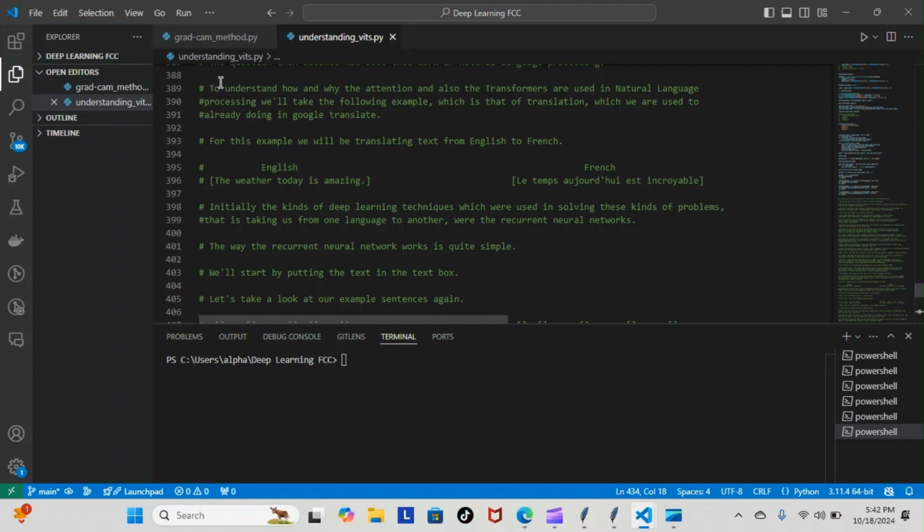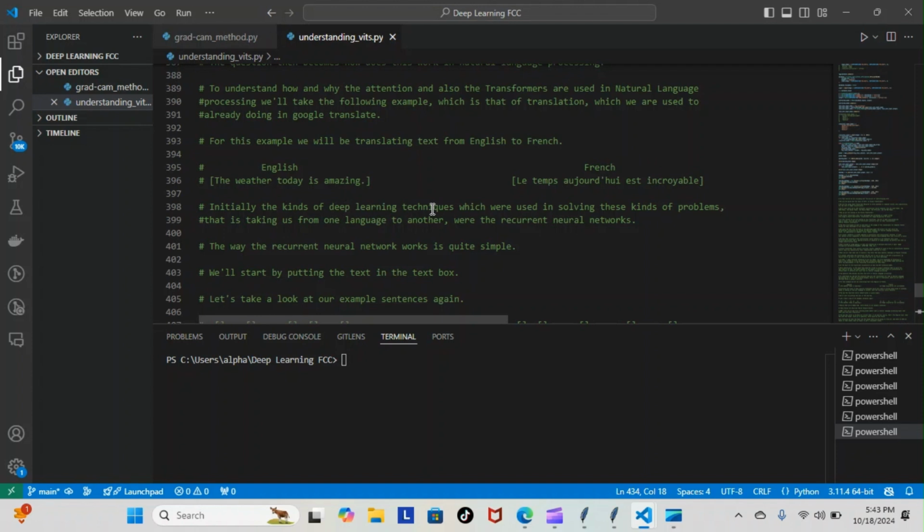So yesterday we left off with how to understand why attention and also transformers are used in natural language processing. We'll take the following example, that of translation, which we are used to doing with Google Translate. For this example, we will be translating the text from English to French. So this is our English sentence we're going to be translating into French, and as you can see, this is the French translation.